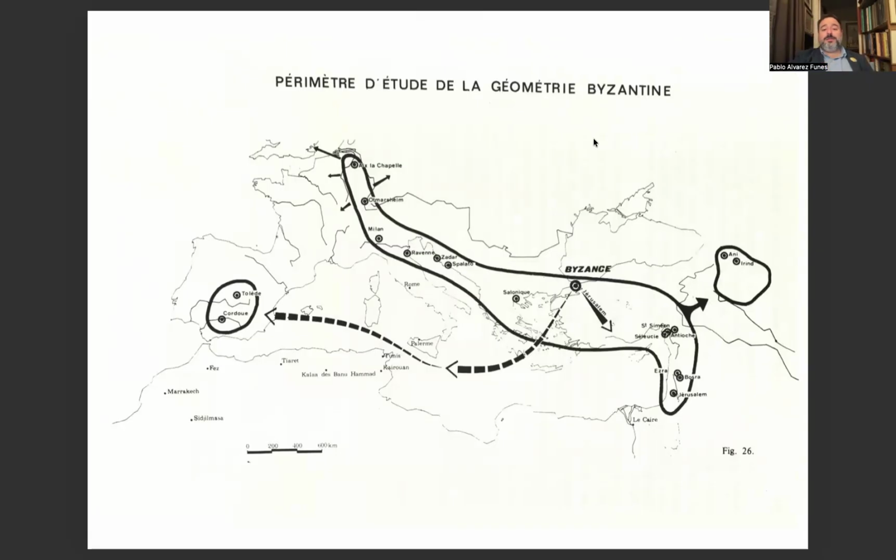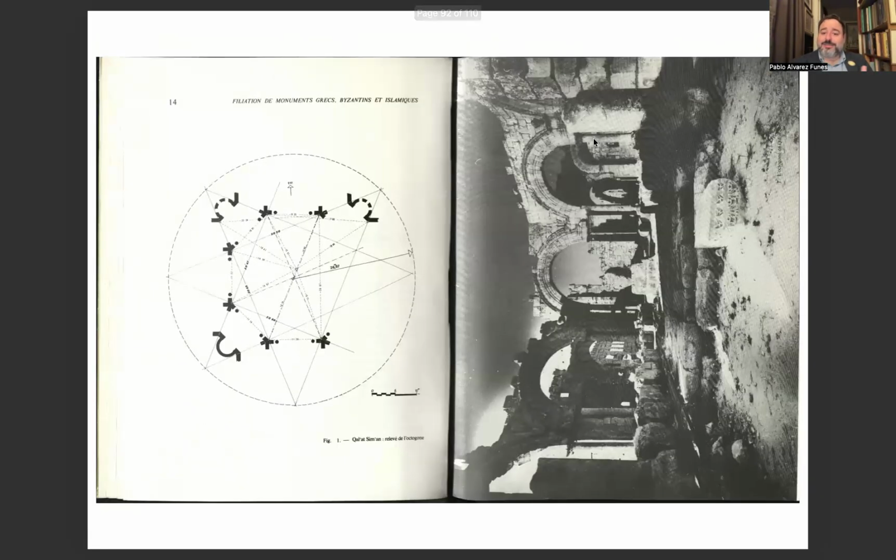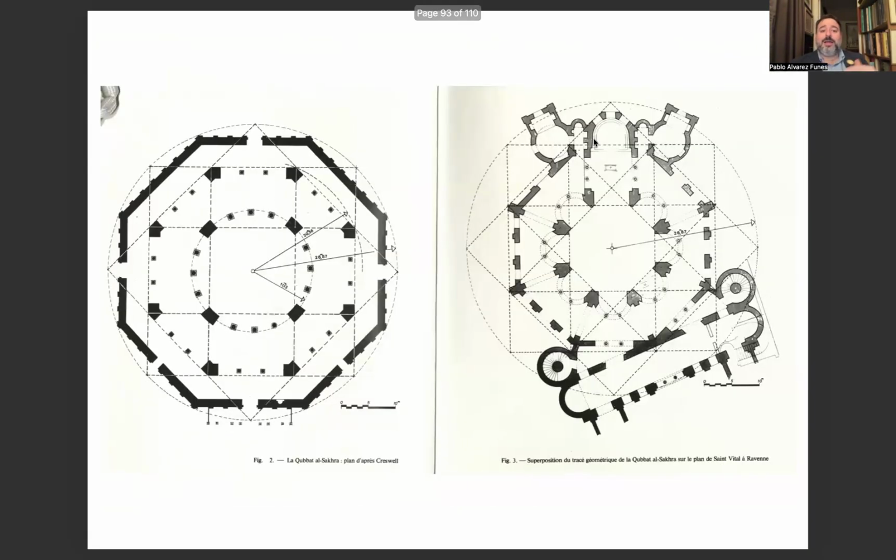He does an analysis of all the main buildings. The area of the study goes from Aachen to Jerusalem, from Armenia to Spain, to analyze mostly octagonal structures. He started studying and measuring them. This is San Simeon, the Stylite monastery. He started doing very, very thorough surveys, and he started comparing the geometry of all the octagonal buildings.